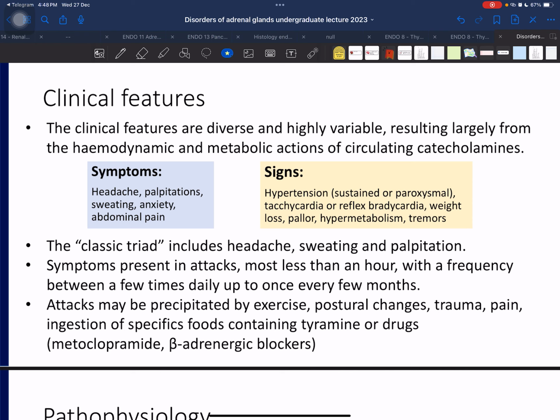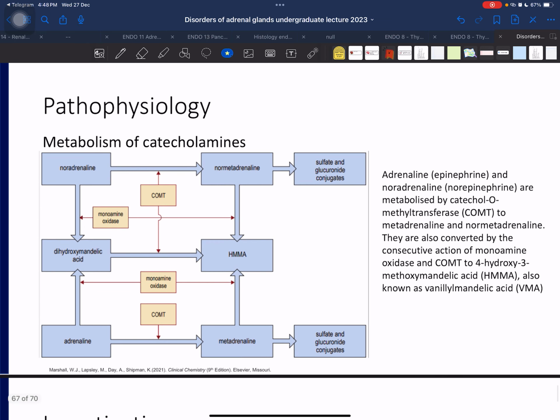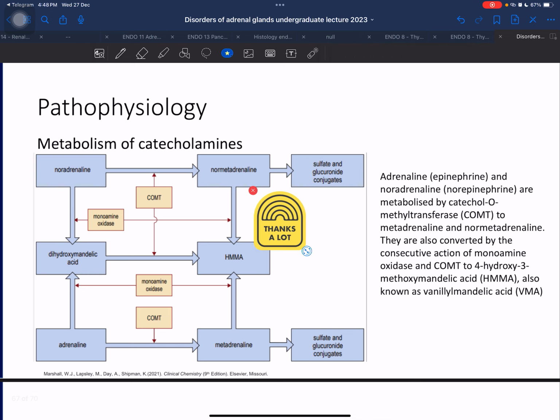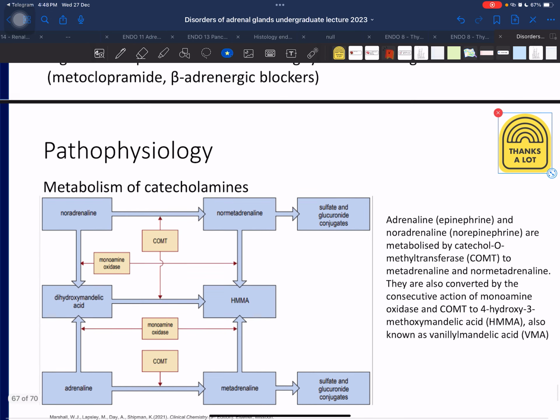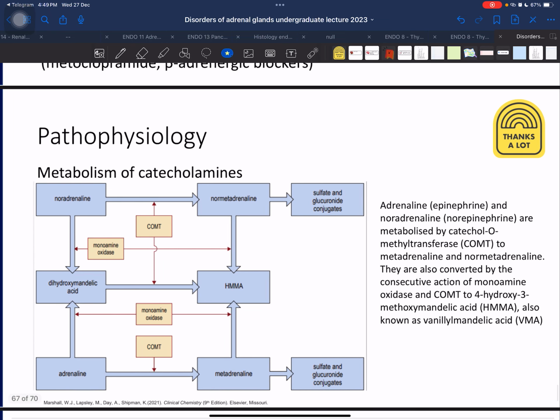So this is just to show the pathophysiology. Again, I don't think you need to memorize this for your level. Just to show you how the different types of catecholamines are being metabolized. You have noradrenaline, you have adrenaline, the two main ones, and they are being further metabolized to their end products by the different enzymes.